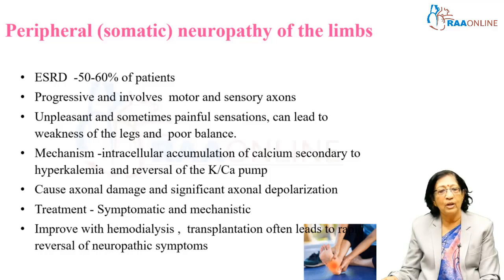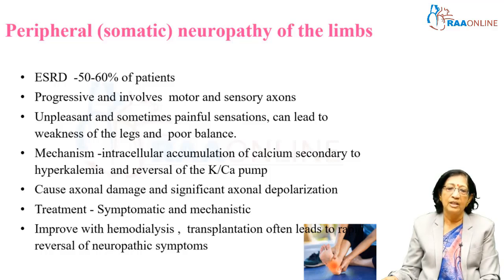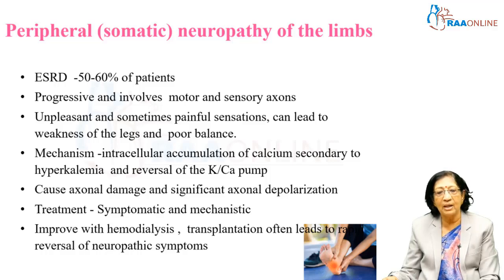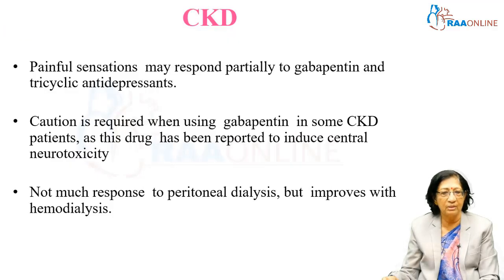The mechanism here is because of the intracellular accumulation of calcium secondary to hyperkalemia, and this produces a reversal of the potassium-calcium pump. There can be significant axonal damage and depolarization. Treatment is usually symptomatic and mechanistic. What I mean by this is, if there is anything in the region of the compression neuropathies like a carpal tunnel syndrome or a tarsal tunnel syndrome, then you try to avoid the compressive elements. Improving with dialysis helps in improvement of this. Transplantation can lead to reversal of neuropathic symptoms in certain selected patients.